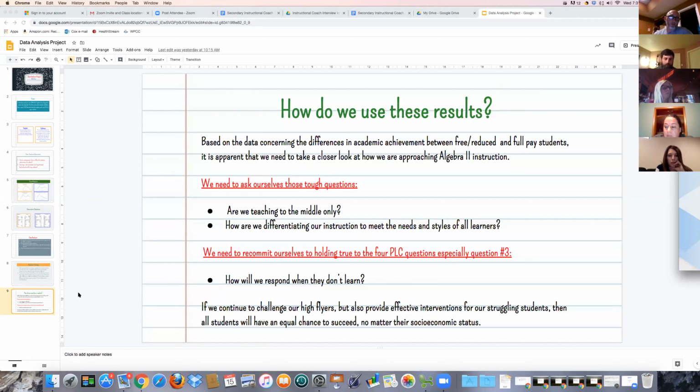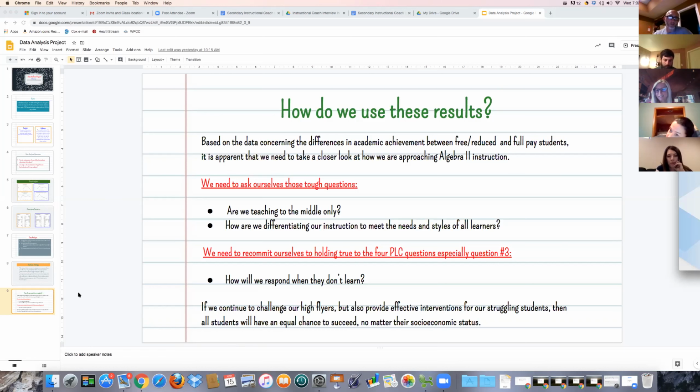So I decided we need to ask ourselves 2 tough questions. Are we teaching to the middle only? We never mean to. And I know we all work really hard at differentiated instruction and meeting all different learning levels, but that's really hard. You know, when I was in the classroom, that was tough. And as an instructional coach, it's difficult.